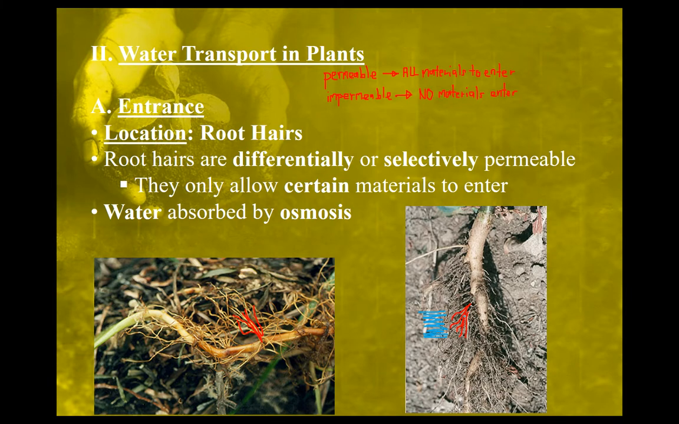So why does the water go into the root hairs? Well, the ground would be an area where you have a high concentration of water, and inside the root hairs would be a low concentration area. So through osmosis, you're going to have water molecules go from the high concentration area, which is the ground or the dirt, into the root hairs. So water gets absorbed through osmosis. Again, osmosis is just the diffusion of water.